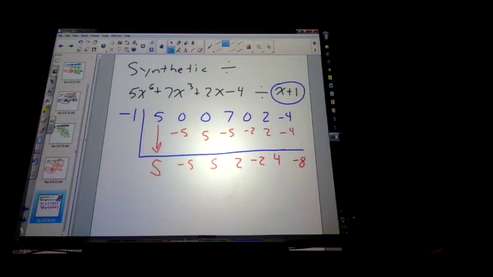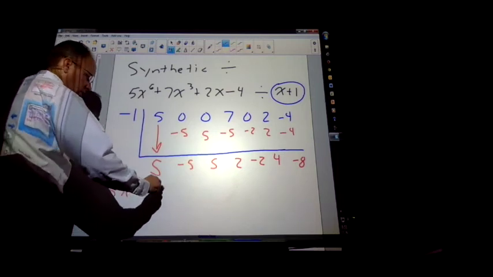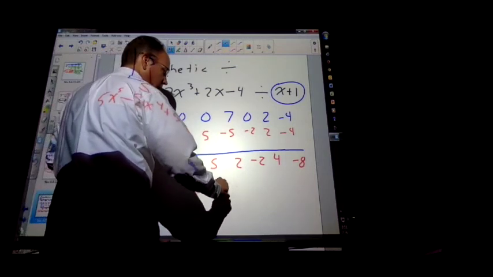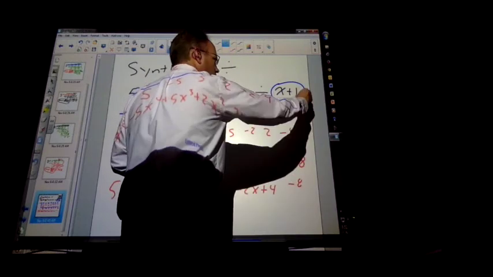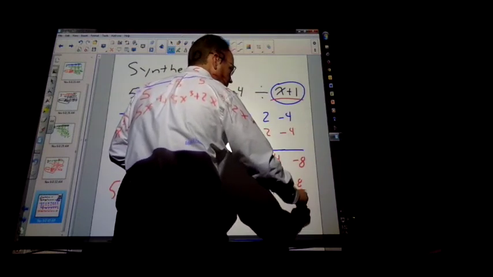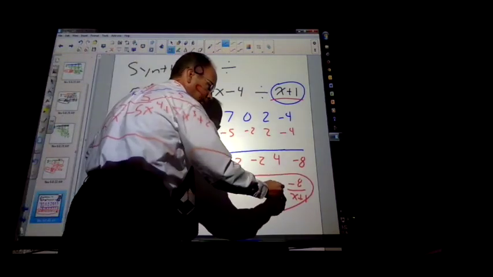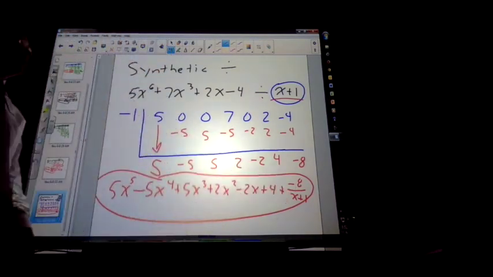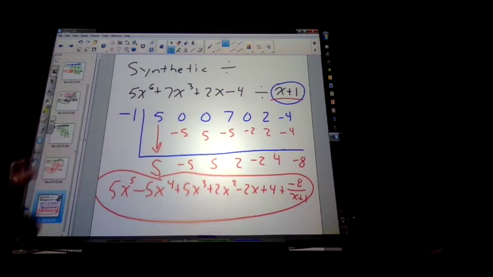start with 5. So I have 5x to the 5th minus 5x to the fourth plus 5x to the third plus 2x squared minus 2x plus 4 minus 8 over my original divisor. I guess technically there's a plus right there. So that's the remainder. So this little part right here is your remainder. If you were to have divided this the long division way, it would have given you the exact same answer, and like a tenth of the work.